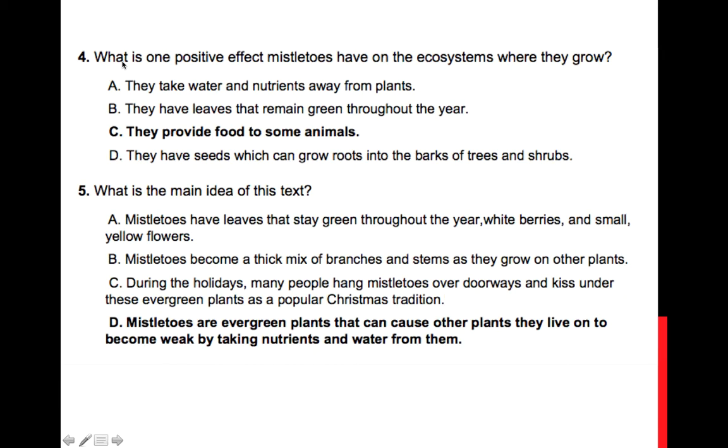Number 4, what is one positive effect mistletoes have on the ecosystem where they grow? What's one good thing that the mistletoe does for its environment? Did you pick C, that they provide food to some animals? And number 5, what is the main idea of this text? What's the main thing the author wants to teach us about mistletoe? Did you pick D, that mistletoes are evergreen plants and they cause plants that they live on to become weak by taking their nutrients and water?